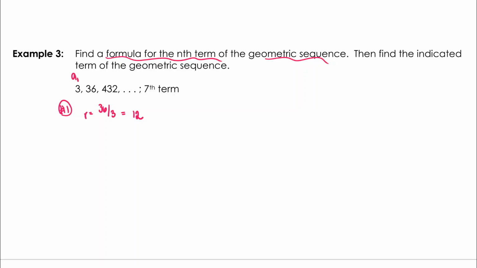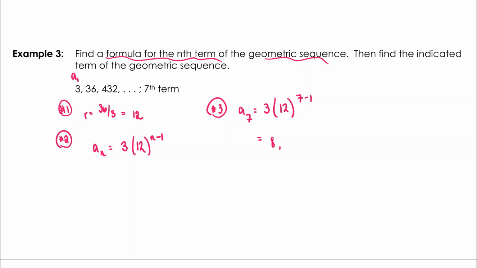Again, note that the first term here is 3, and so I can state my explicit formula right away. A sub n is equal to 3 times 12 to the n minus 1, and then I can go ahead and find the 7th term. So a sub 7 is equal to 3 times 12 to the 7 minus 1, and you would want to put that in your calculator, and we would get 8,957,952.